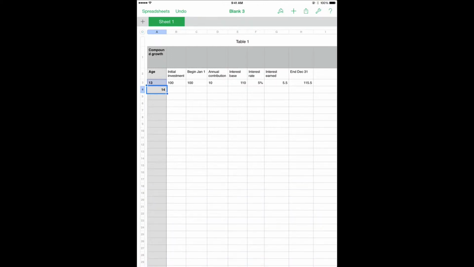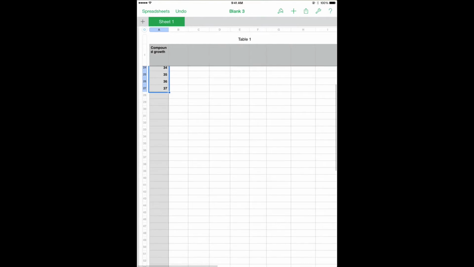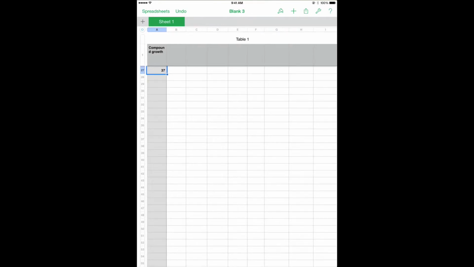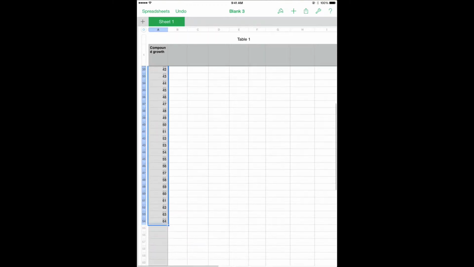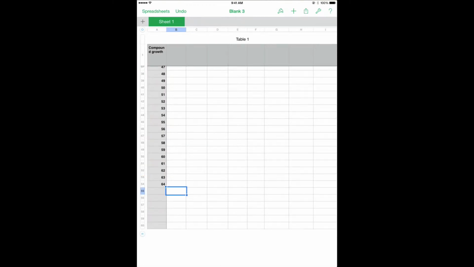Okay, so the next year you're 14. Now we want to carry this down, but there's no easy way to copy it, so we're going to fill it. And the fill is going to take this formula of the previous year plus one all the way down. We'll do that again, because it didn't fit on our little iPad here. How far did that get? 64, one more. Need one more. Just one more, and we're going to fill that because we want it to be a formula.